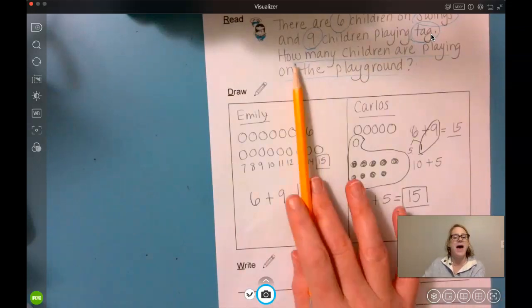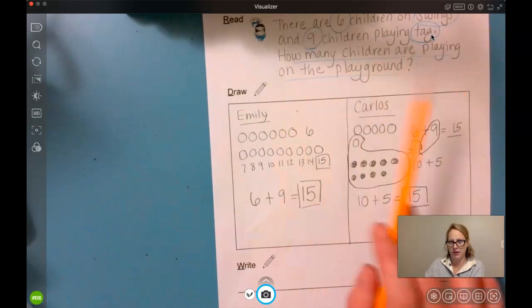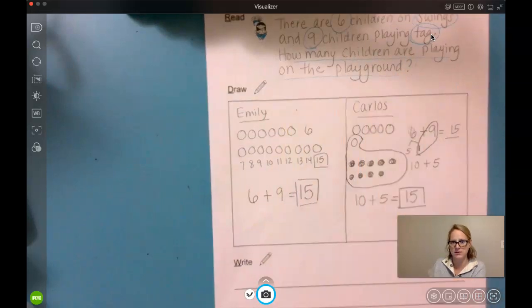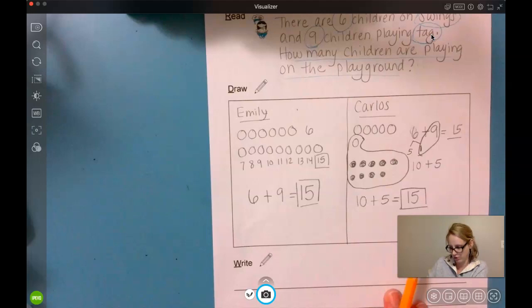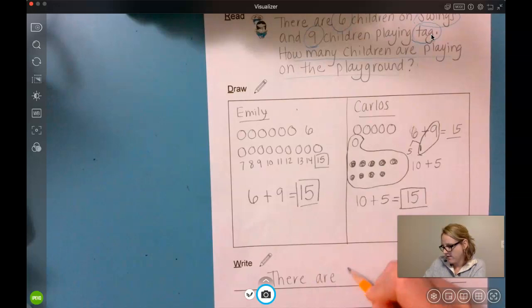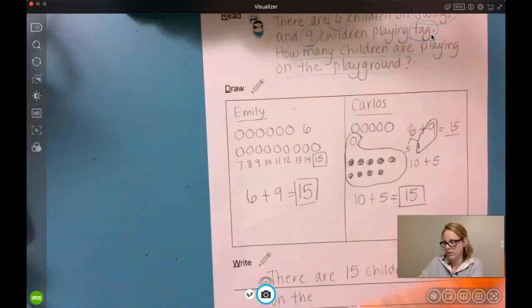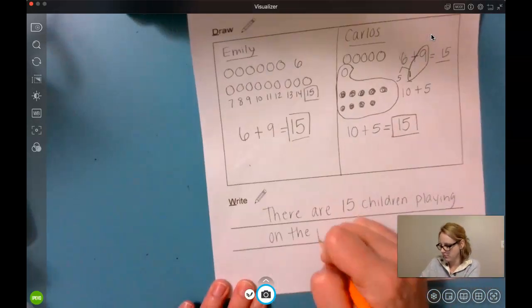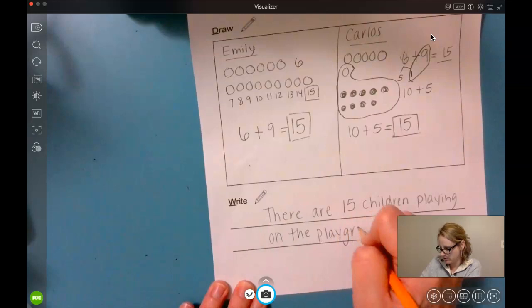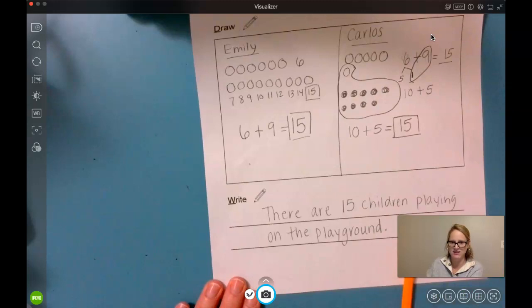Let's reread our question. Everyone read with me. How many children are playing on the playground? Who can tell us our word sentence? Good. There are 15 children playing on the playground. Take a few more seconds to write that nice, neat, complete sentence, friends.